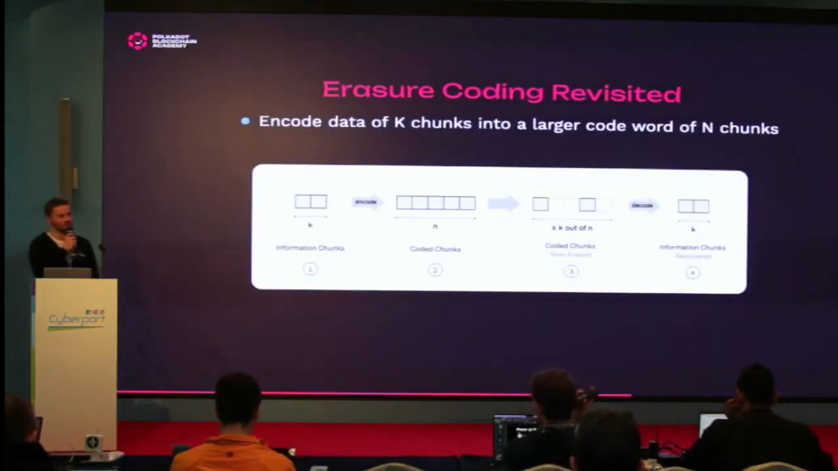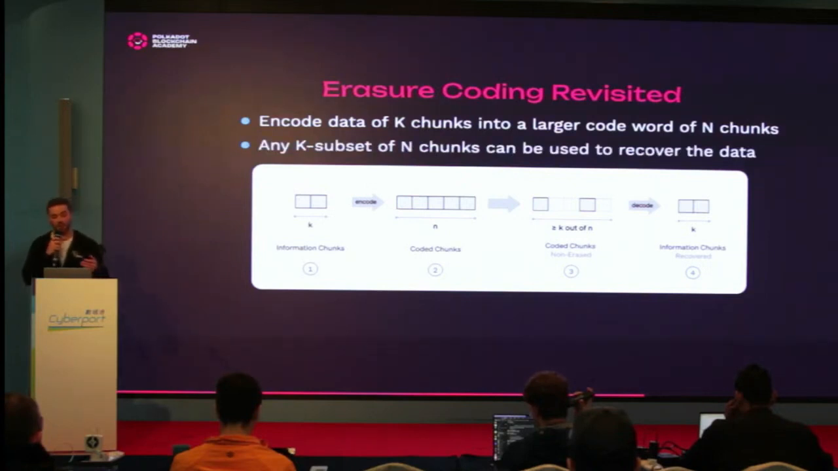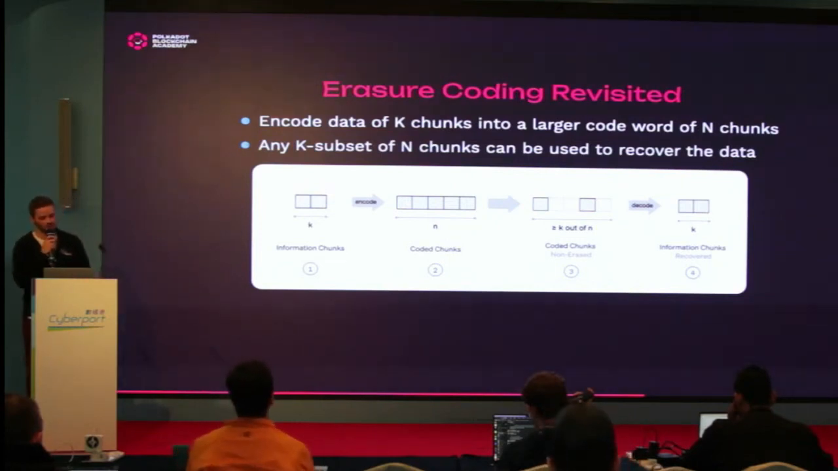All right, so it's time to revisit erasure coding and actually go into some depth on it. So we encoded data of k chunks into a larger code word of n chunks. We are expecting that we can recover any k subset of the n chunks using any other k, but the important subset that we can retrieve is the original chunks that represent our proof of validity.